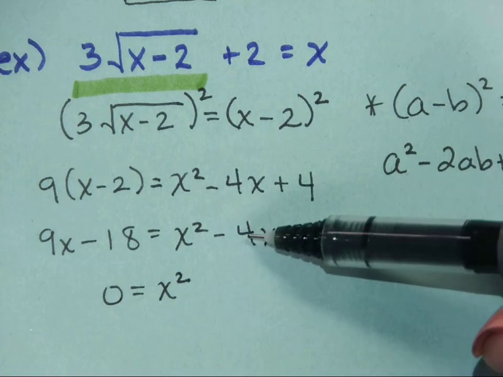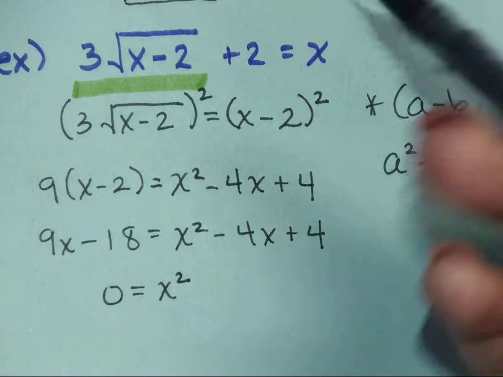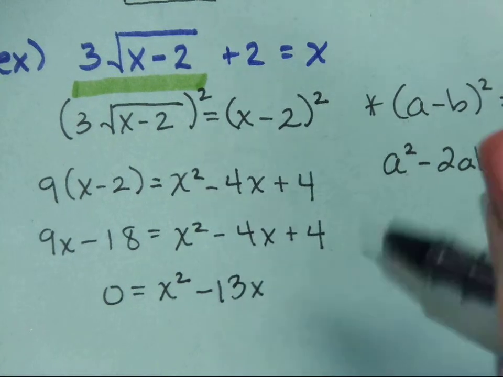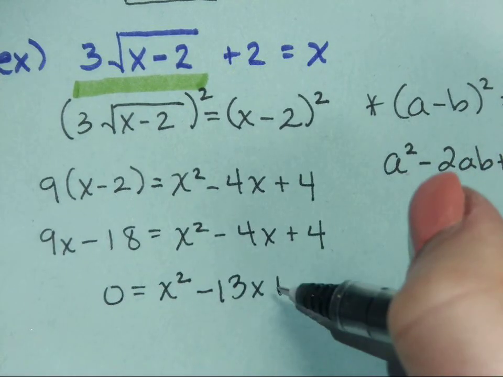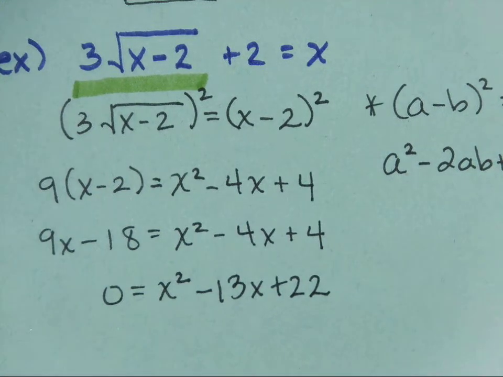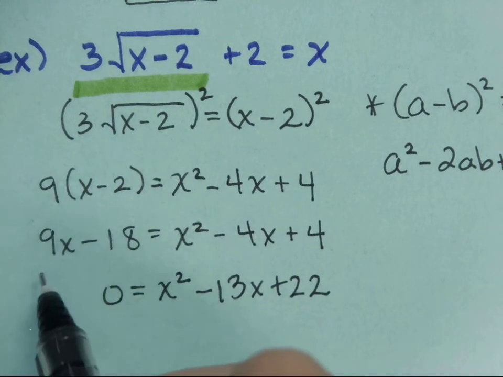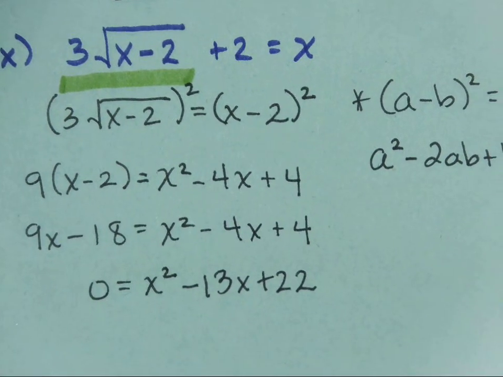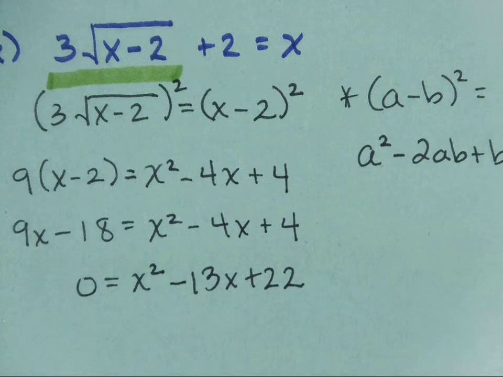If I have a negative 4 right now, and I subtract 9 more, I get negative 13x. And if I have 4 and I add 18 more, I get a positive 22. But you can show the work of actually showing minus 9x plus 18 and do the columns that we've done before. Just trying to shortcut it a little bit.